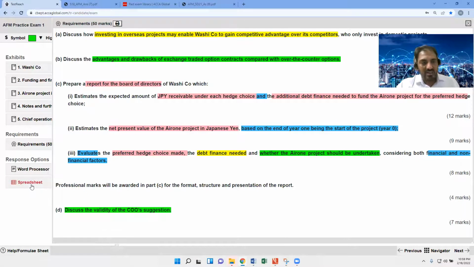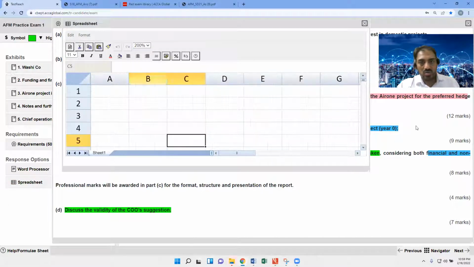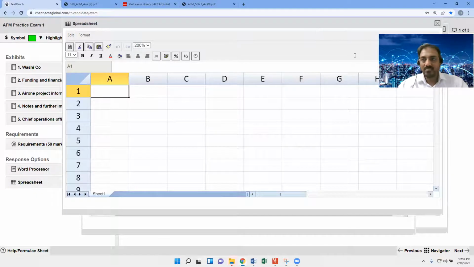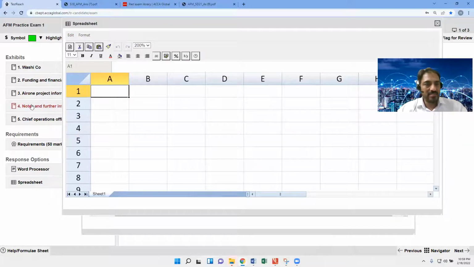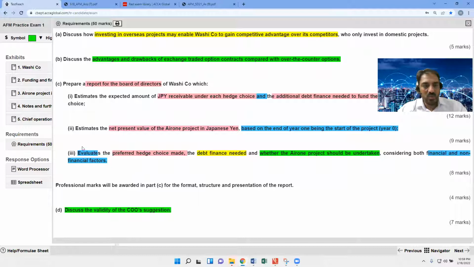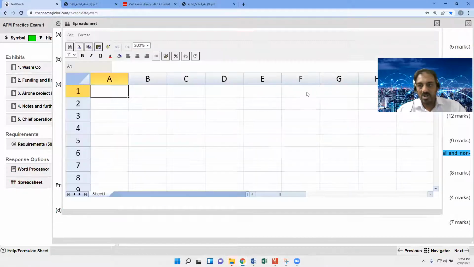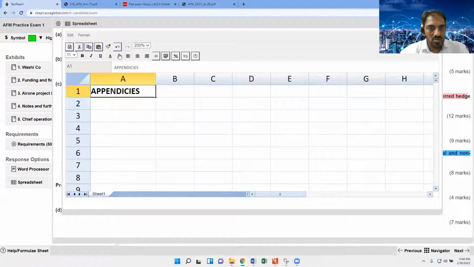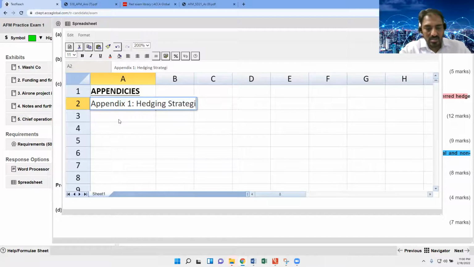So let's start. Our target is to prepare a report, but before the report, we have to work out all the supportive working. Some parts of the question, that is C1 and C2, and this is the appendix. So let's start. Okay, number one, appendix 1, and that is about hedging strategies. I hope all the things are clear.